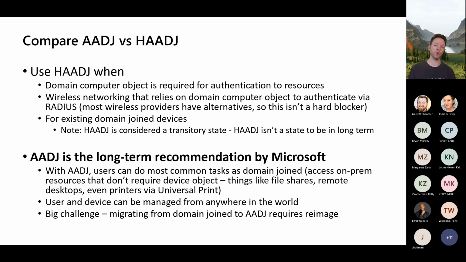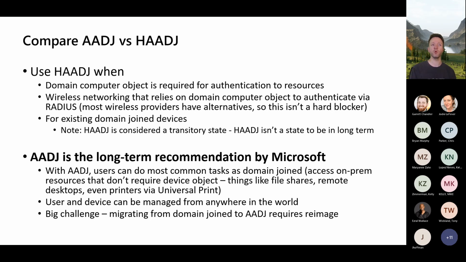And so if you have that need for a domain computer object to get you authentication or get access to resources via the computer auth, then you're going to need to be in this state. The reason is that when you Azure AD join a machine, there is no computer object from Azure AD that synchronizes down to your on-premises domain. Because of that, things like your wireless networking, the way that you do RADIUS auth, you might need a domain computer object in order to do that. And so if you don't have the ability to do wireless outside of domain computer authentication through RADIUS, then you're going to be using hybrid Azure AD join.